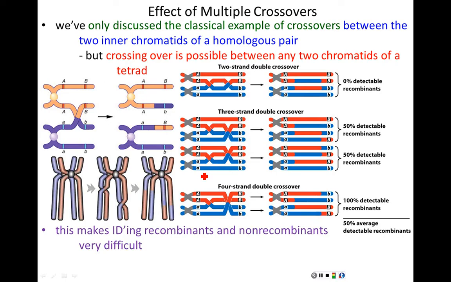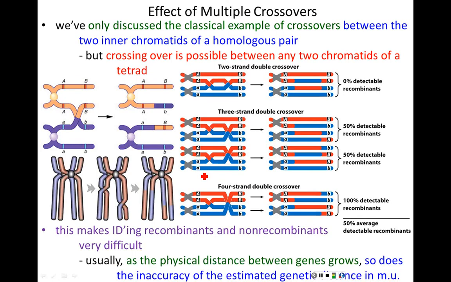But as geneticists, this is a nightmare. This makes identifying recombinants and non-recombinants extremely difficult. Usually, as a result, as the physical distance between genes gets bigger, so too does the inaccuracy of the estimated genetic distances in map units.